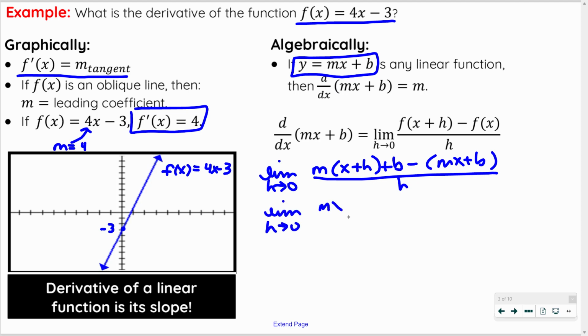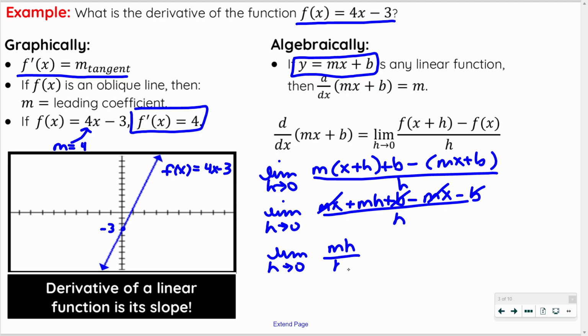So I have the limit as h approaches 0. Let's distribute that in: mx plus mh plus b minus mx minus b, all over h. I have my mx take away mx, b take away b. So I'm left with the limit as h approaches 0 of mh all over h. Then I can see that my h's cancel, so that is the limit as h approaches 0 of m. Again, the limit of a constant value is just the constant itself. So I've proved algebraically that the derivative is equal to m. The derivative of a linear function is just its slope.